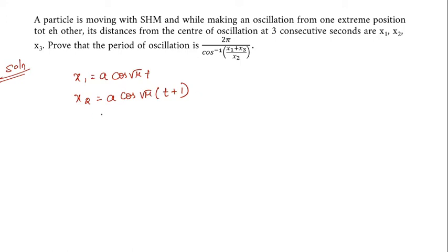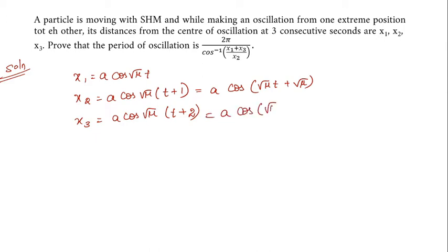So it is t plus 1, and x3 is equal to a into cos of root mu into t plus 2, because it is the next one. So when you multiply with this, it will be a into cos of root mu t plus root mu. Okay, and this will be a into cos of root mu t plus 2 root mu, right? So we just multiply the root mu along with this.